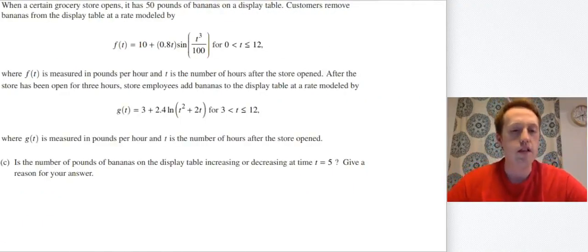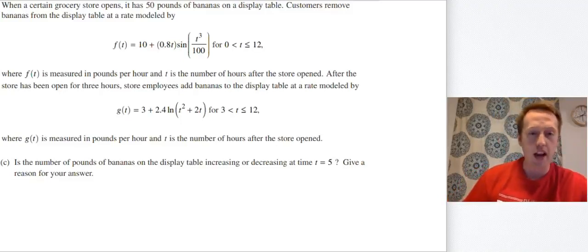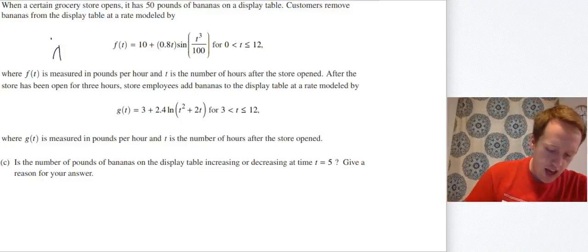All right, next one. Is the number of pounds of bananas on the display table increasing or decreasing at time t equals 5? Give a reason for your answer. So I want to know if the whole system's rate of change is increasing or decreasing. Well, to get the rate of change for the whole system, that's just the rate in minus the rate out. Remember, this was the rate out. This is the rate in.